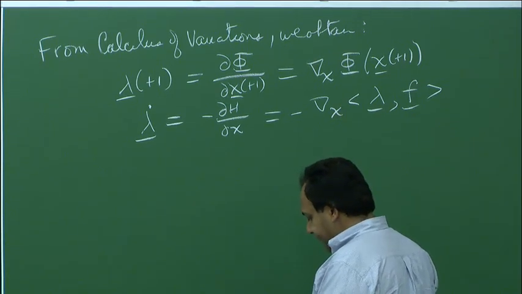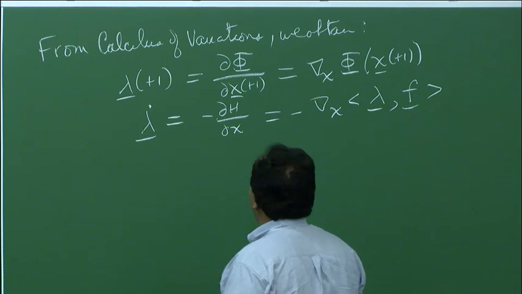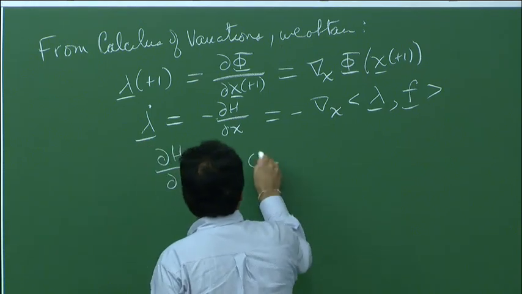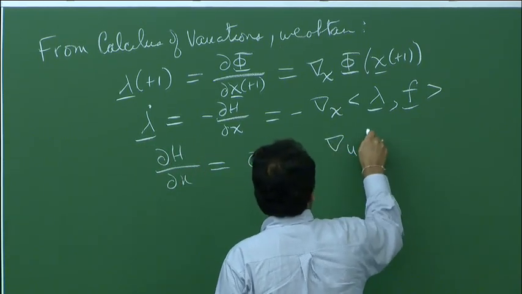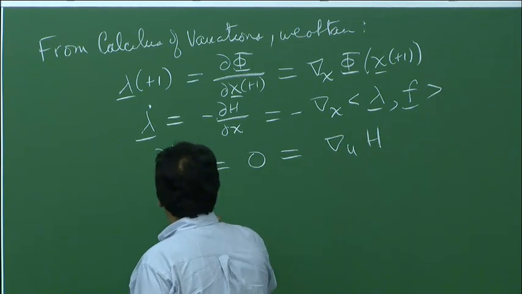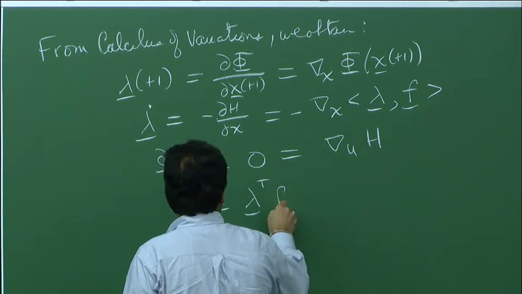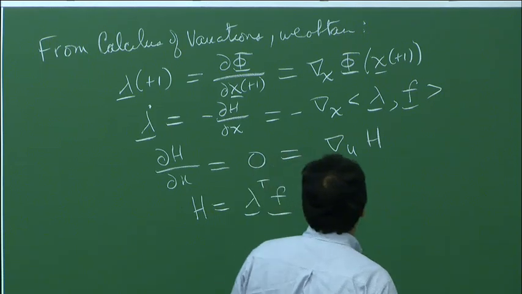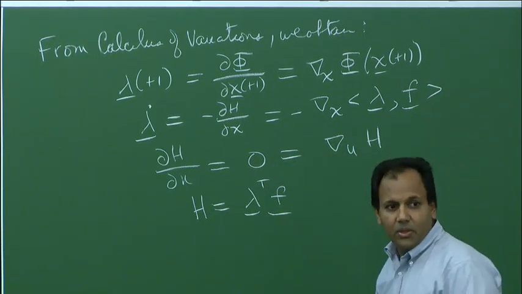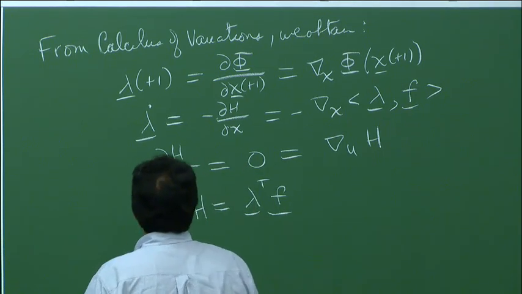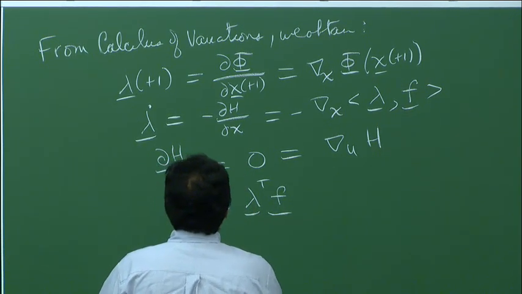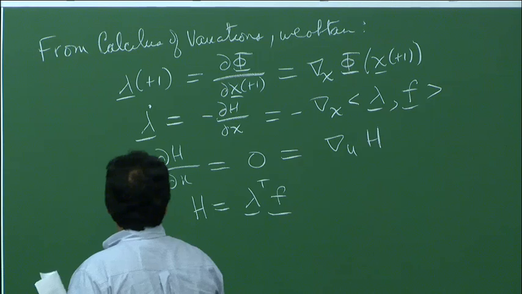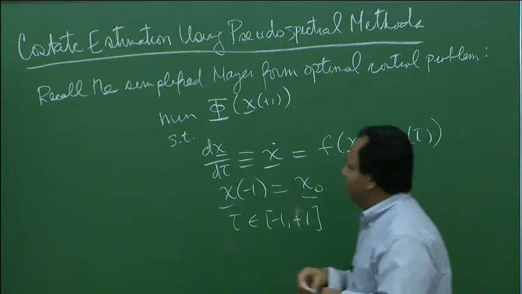And then finally, we wind up with the condition that dh du, or the partial of h with respect to u, has to equal 0. This we abbreviate as the gradient with respect to u of h, where h, in this case, is just equal to lambda transpose f, because we don't have a Lagrange cost in the problem. So these are the optimality conditions that come out of the continuous time optimal control problem. Now we're going to try to make a relationship between what you get in this continuous problem and what you get in the discrete problem when you discretize using one of these pseudospectral methods.